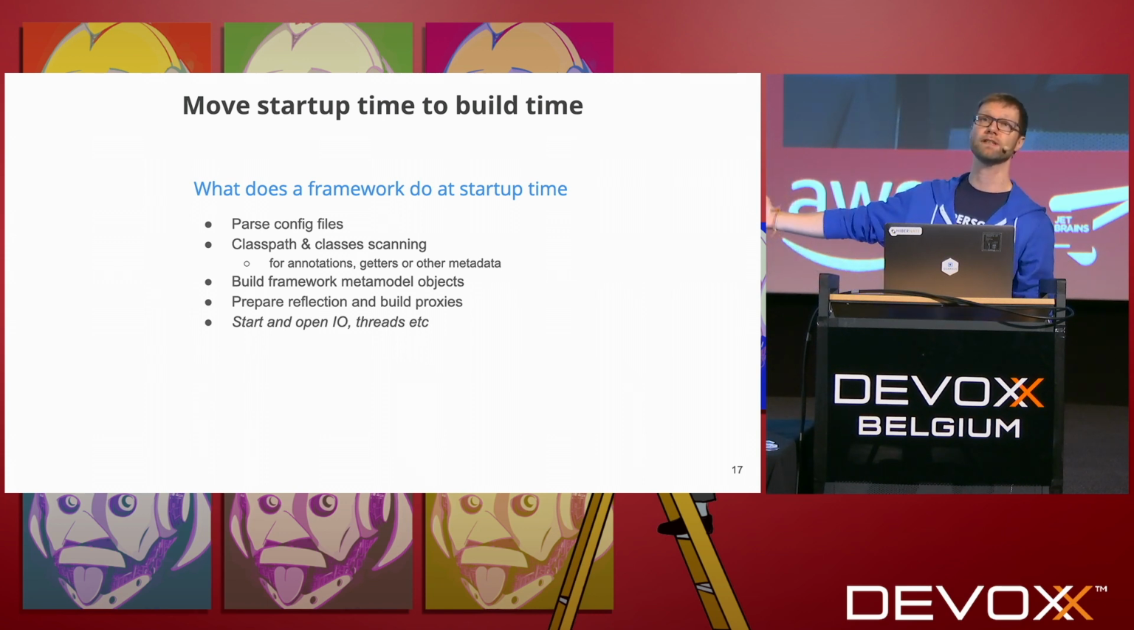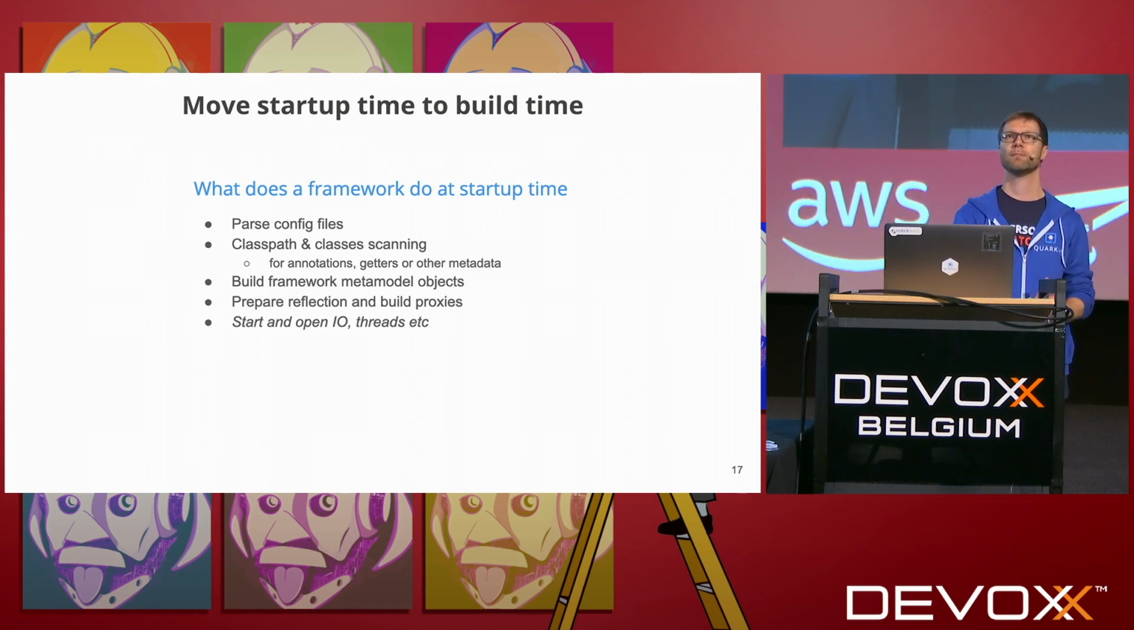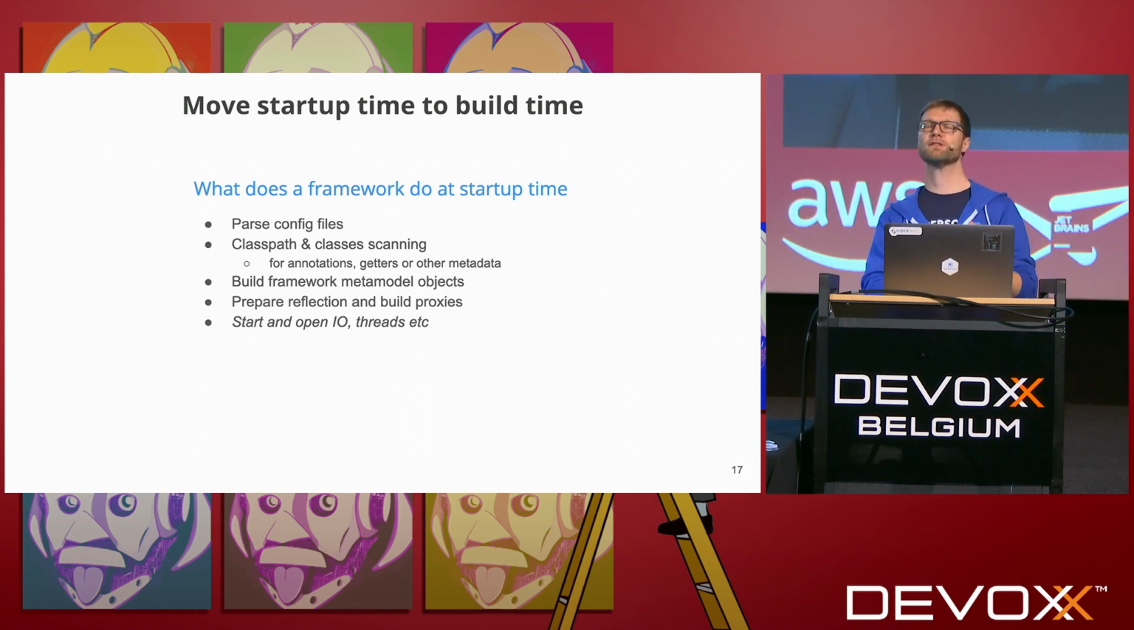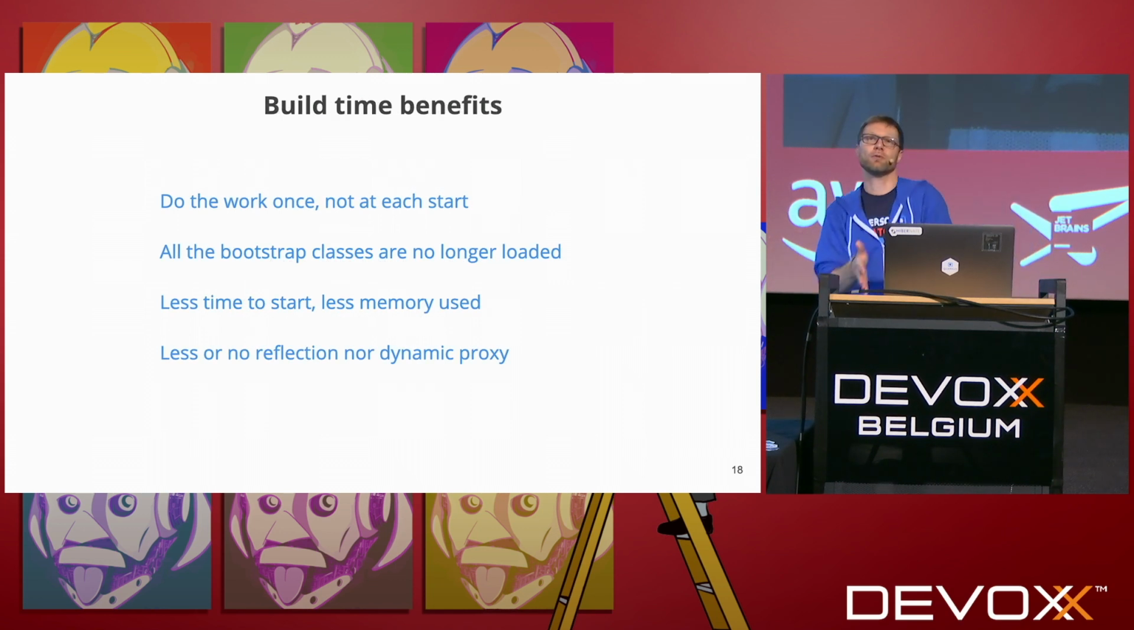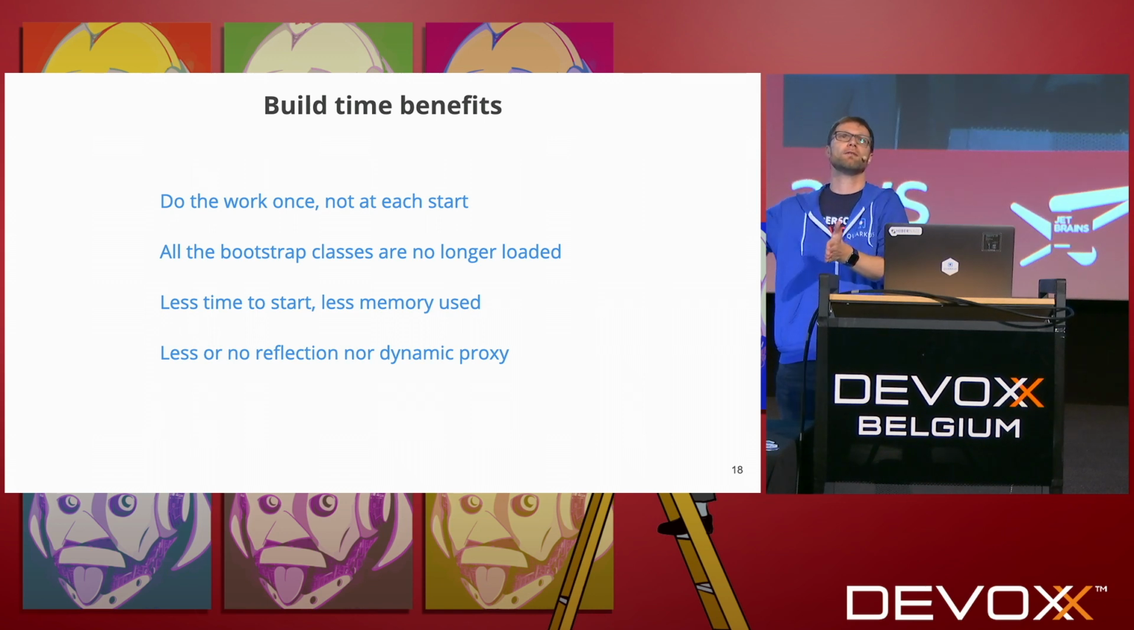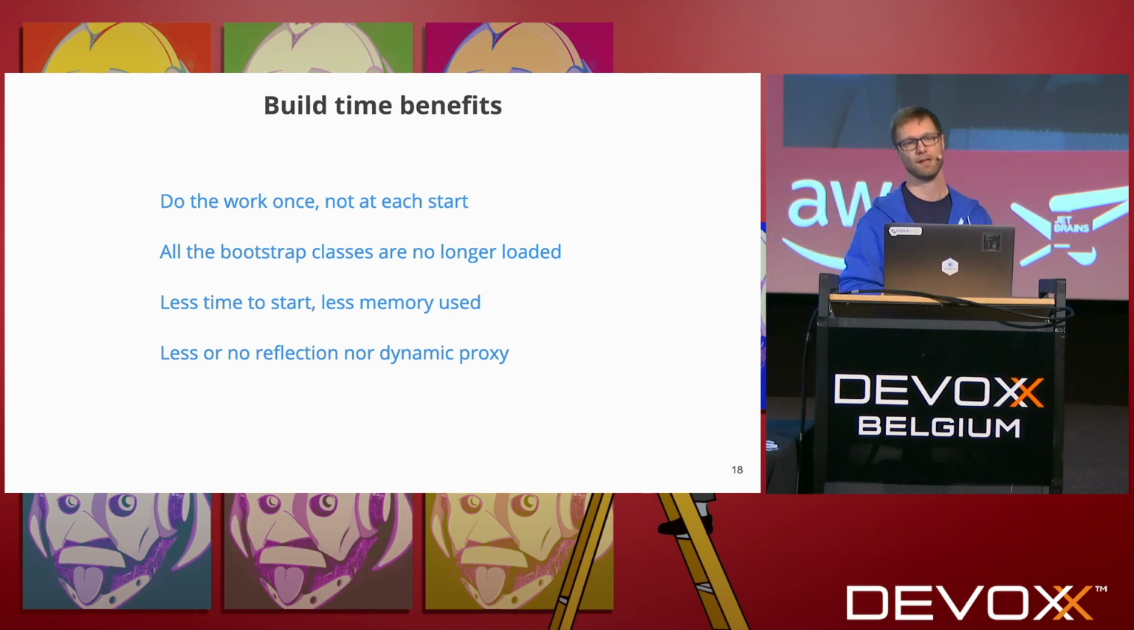So that's a lot of work to do at startup time. What if you took all of those bullet points, except the last one, and moved them at build time? That's what Quarkus is offering. Quarkus is a framework to start other frameworks at build time. So we do the work once, right? You do the work at build time once, and then when you start, you already have done most of the job, so you have less, so that's faster to start.